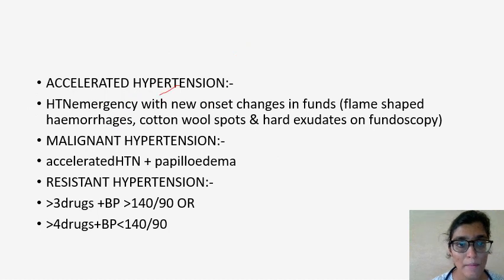Accelerated hypertension is hypertensive emergency with new onset of changes in the fundus, that is flame-shaped hemorrhages or cotton wool spots and hard exudates on fundoscopy. Malignant hypertension is accelerated hypertension plus papilloedema. Resistant hypertension is 3 drugs with BP greater than 140/90, or 4 drugs with BP less than 140/90.